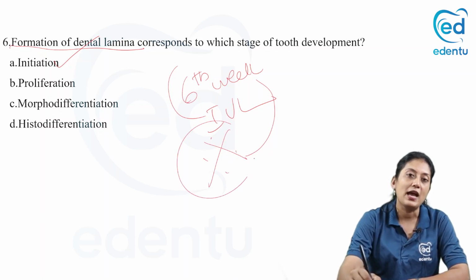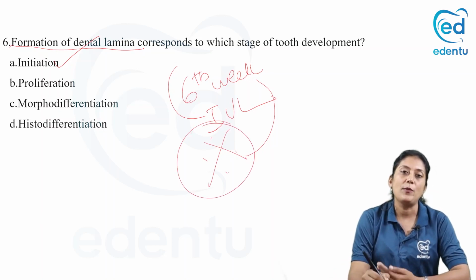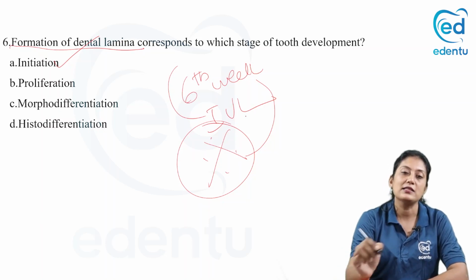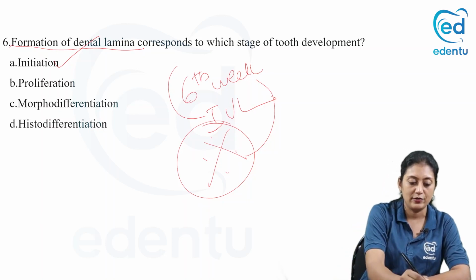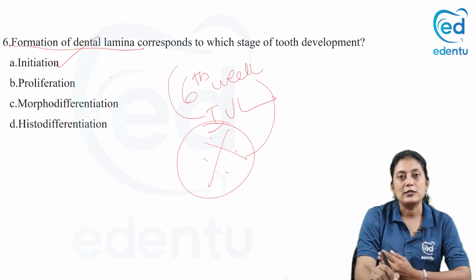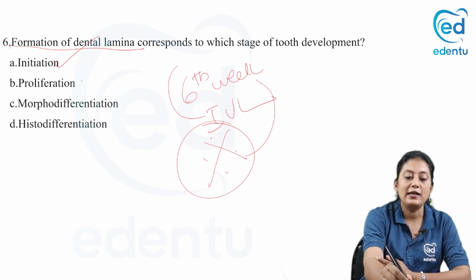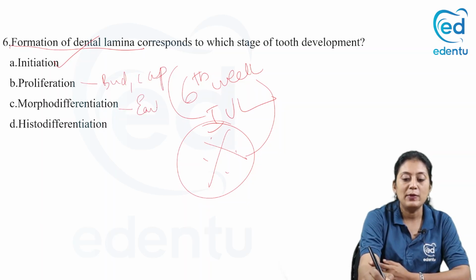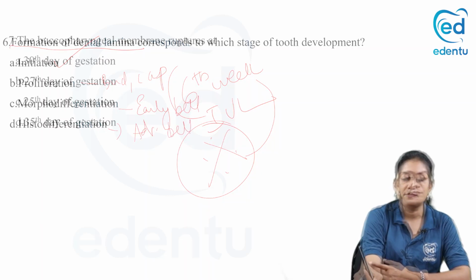Sometimes this can also be asked as a question: when does formation of dental lamina happen? The answer is 6th week of intrauterine life. So what is happening in proliferation? The corresponding stage of proliferation is bud and cap stage. Morphodifferentiation is early bell stage. Histodifferentiation is advanced bell stage.